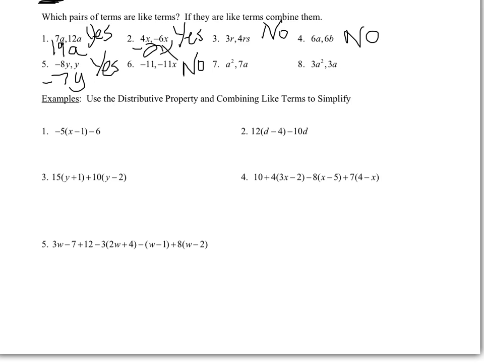All right. These, we would say no, because they're both a's, but one has a squared, so it has a different exponent, so they're not like terms. Okay, and number 8, 3a squared and 3a. Doesn't matter, the coefficients are the same. Variables are to a different power, so we'd say no, those are not like terms. All right, so let's move this up.